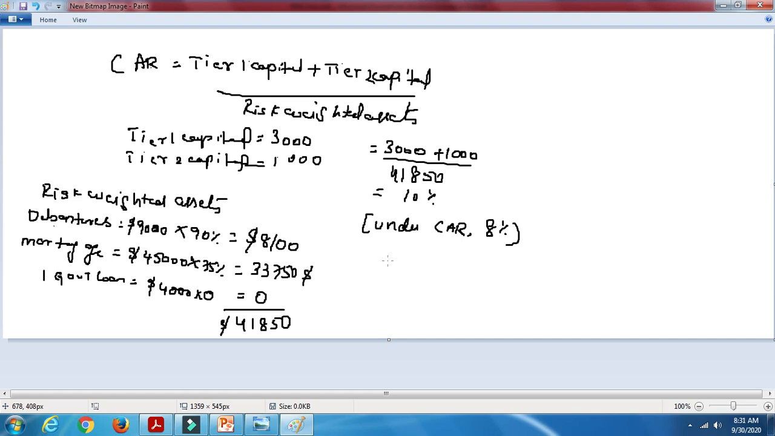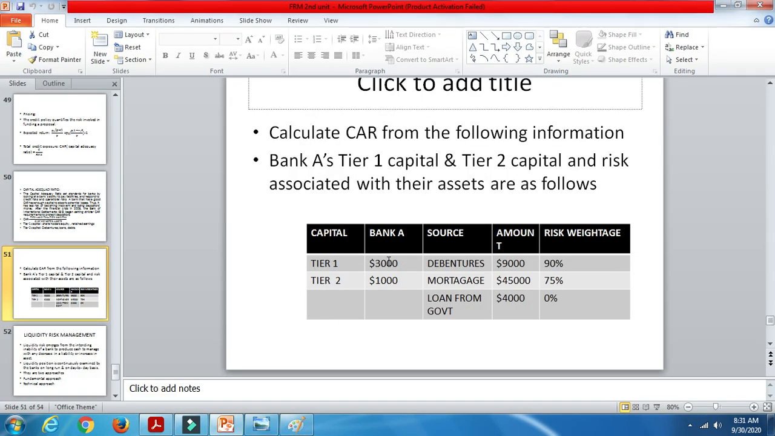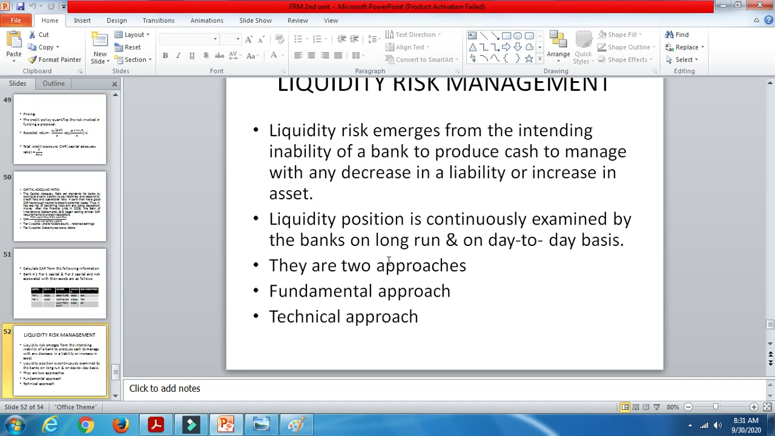So basically the minimum capital adequacy ratio that the banks have to maintain is 8%. If they go below this, they'll face risk. Here in this question we got 10%. That means they have enough capital to safeguard themselves, to face the risk and to overcome potential losses. So the bank's position is good over here.